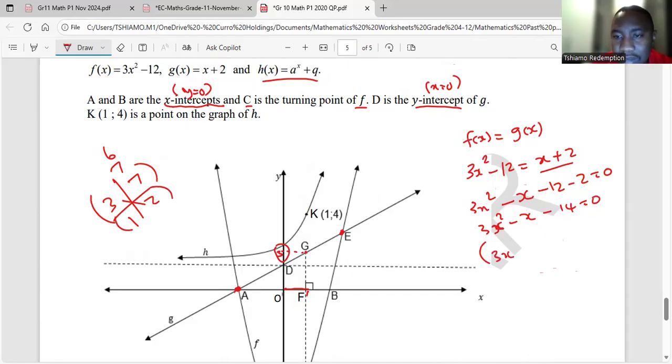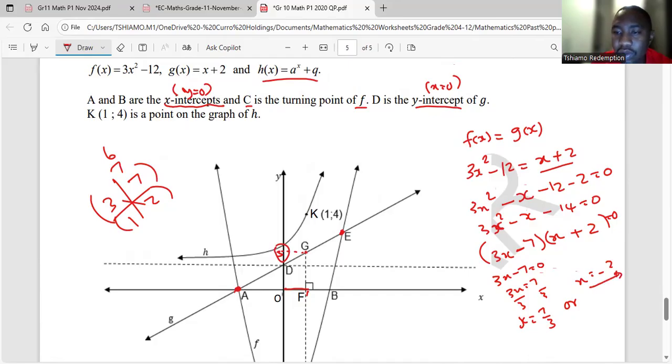So 3x, remember the coefficient of x, and then 7 and 2. So this will be a negative, that will be a positive, equal to 0, and then equate each bracket to 0. 3x minus 7 equals 0. 3x is 7, divided by 3, divided by 3. So x is 7 over 3, or x is negative 2, of which it makes sense. This will be negative 2.